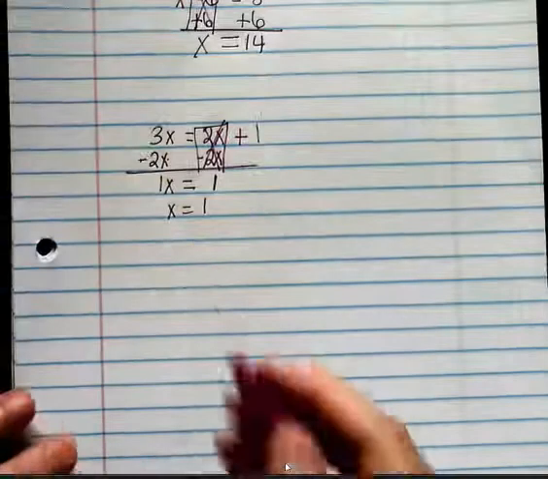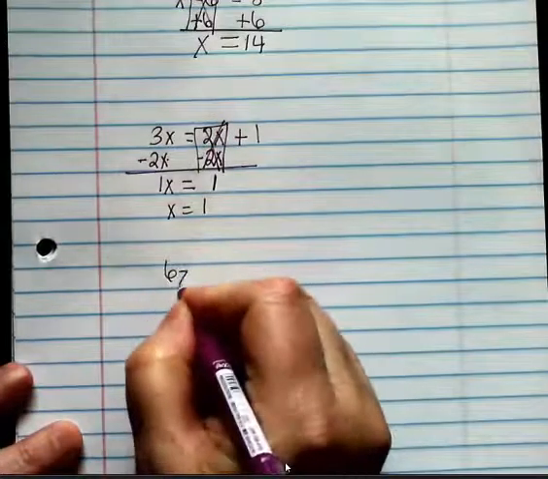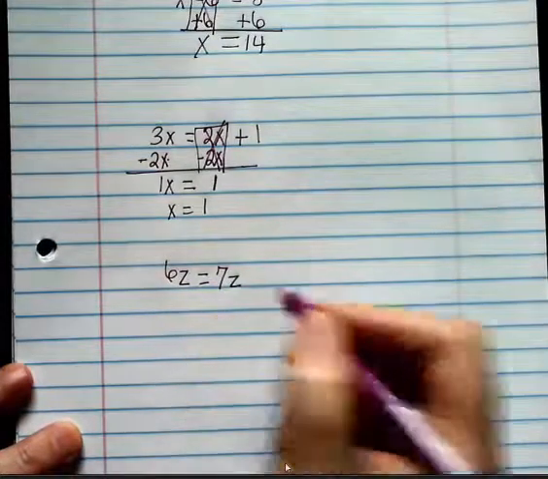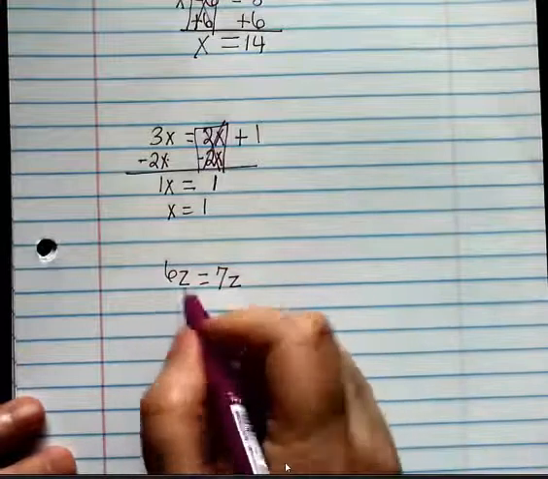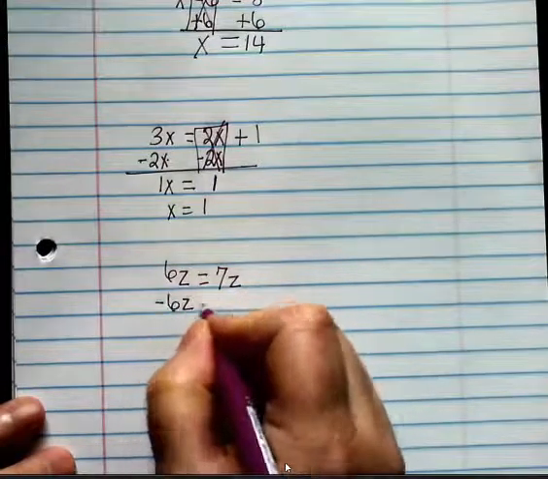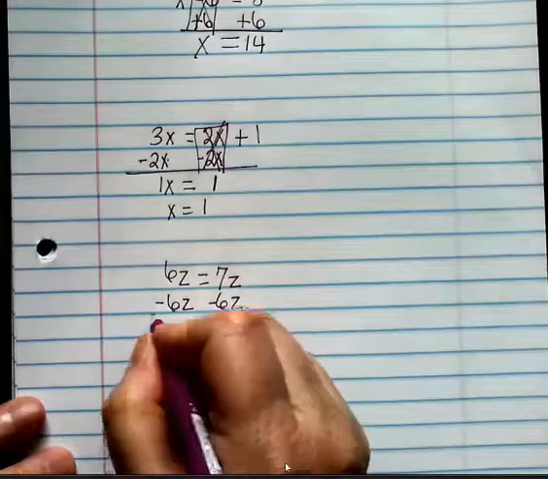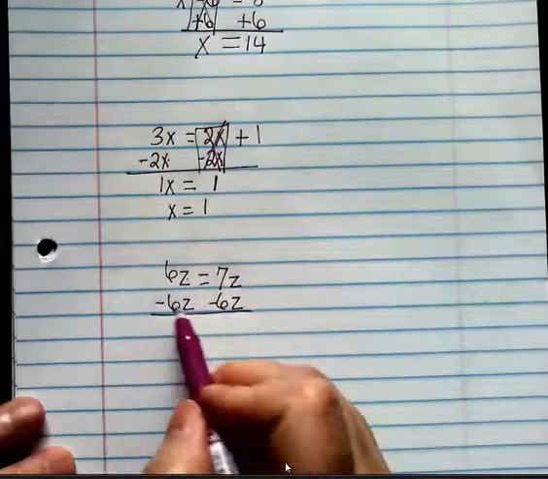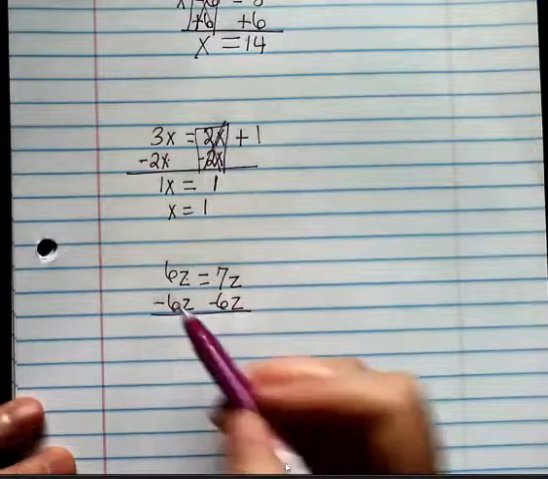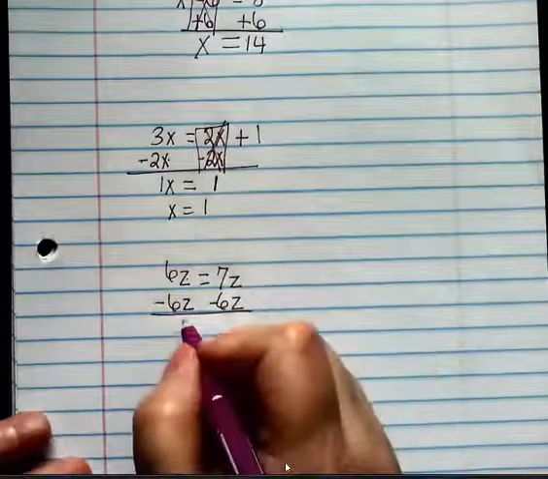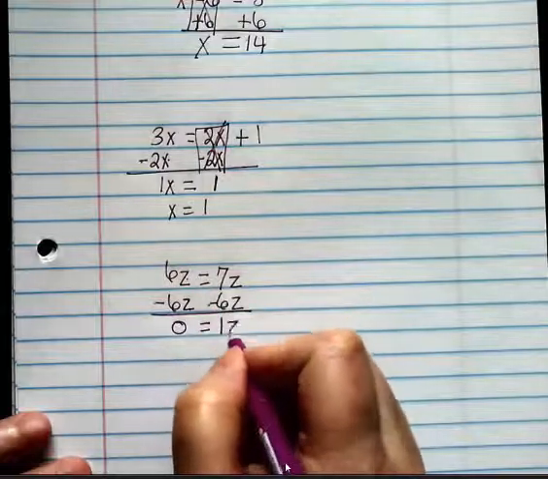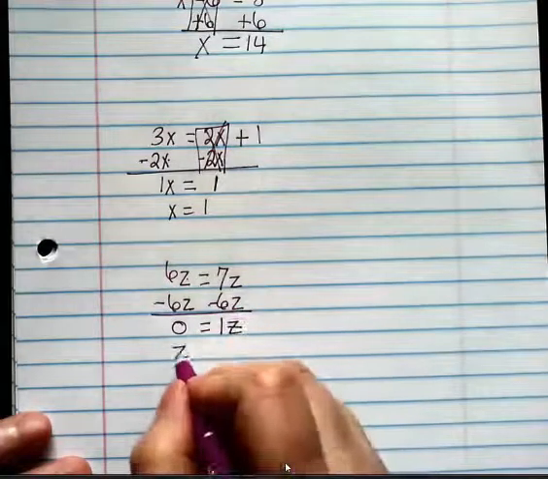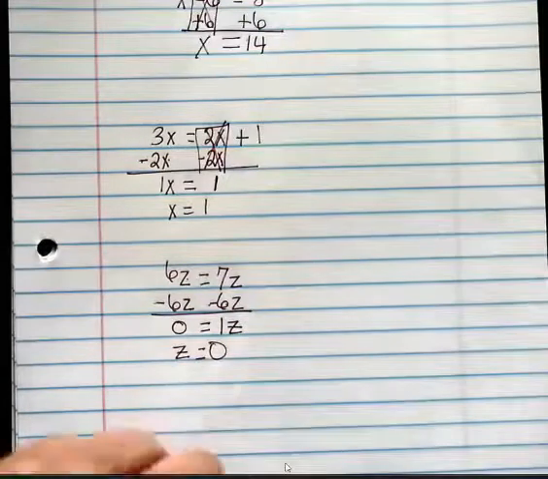Now this one's a little tricky. 6z equals 7z. If you subtract the smallest variable, minus 6z, from both sides, what happens when you have 6z minus 6z? Well, they cancel each other out, but what does that actually equal? It's equal to 0. 7 minus 6 is 1z, so z equals 0.